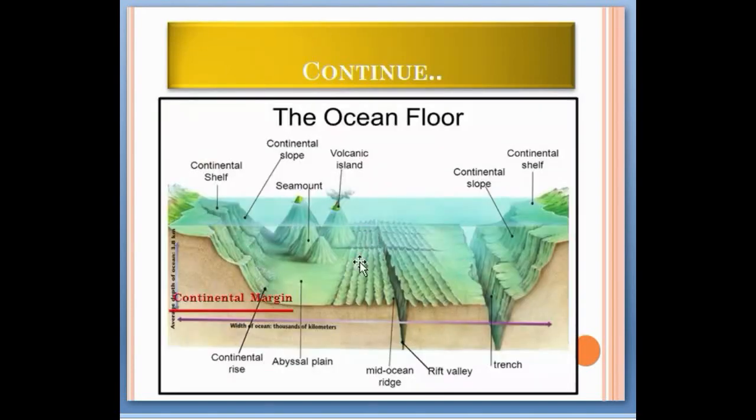As you can see in this photograph, this is the continental margin. Continental margin is the distance between the outer edge of continental crust and the deep oceanic basins. This is the deep oceanic basin, and this is the distance between these two. The other feature is the mid-oceanic ridges, which is found here. You can see some other features here: continental shelf, continental slope, and continental rise.